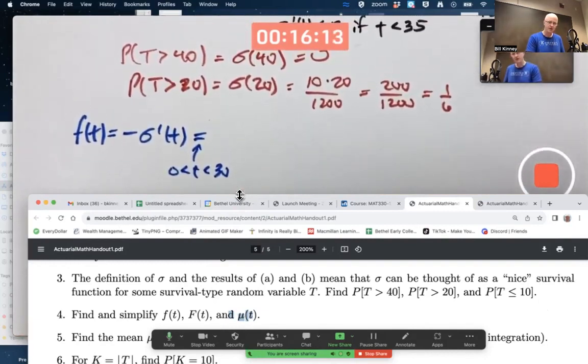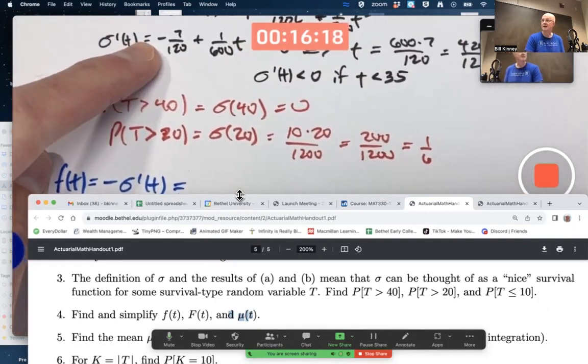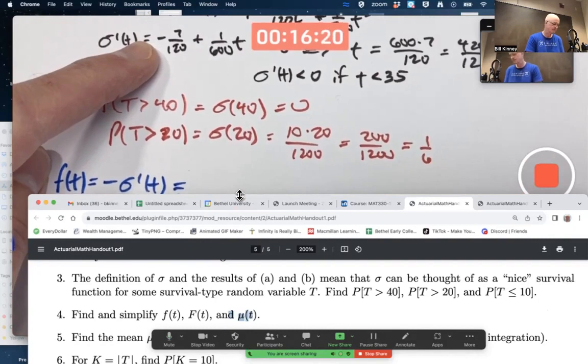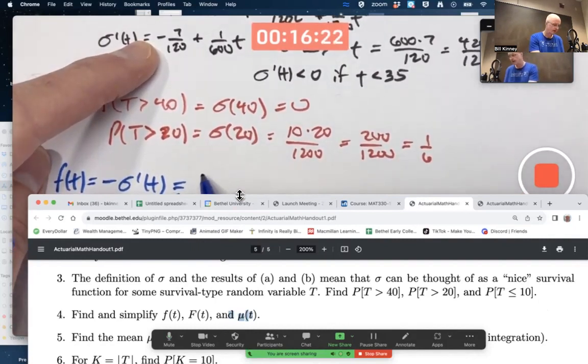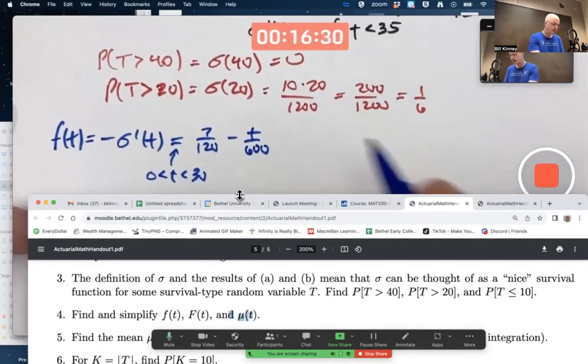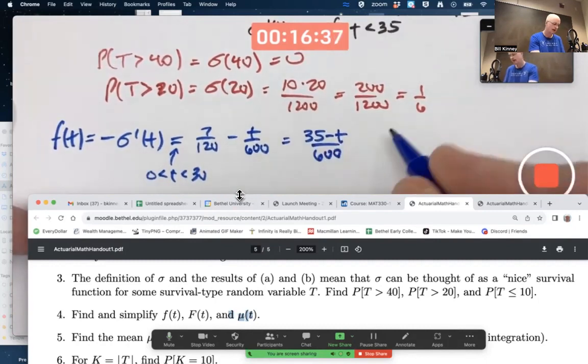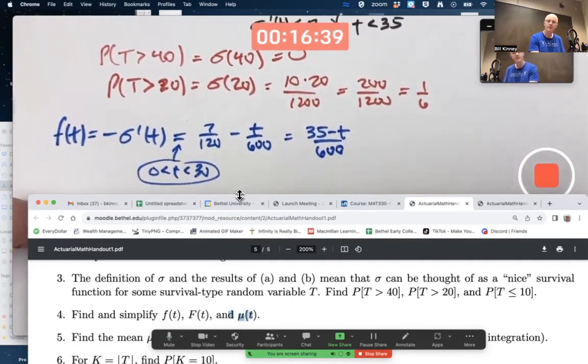We've already figured out the derivative. It's right there. Just take its opposite, and that'll be your PDF when t is between 0 and 30. 7 over 120 minus t over 600. You could get a common denominator if you like. You could also write this as 35 minus t over 600. Again, when t is between 0 and 30.